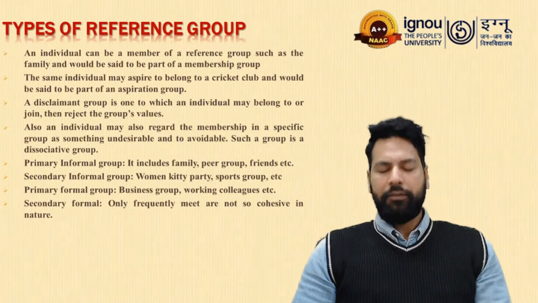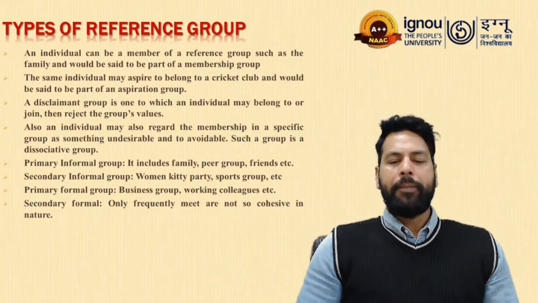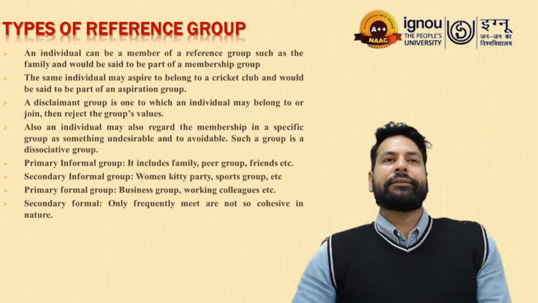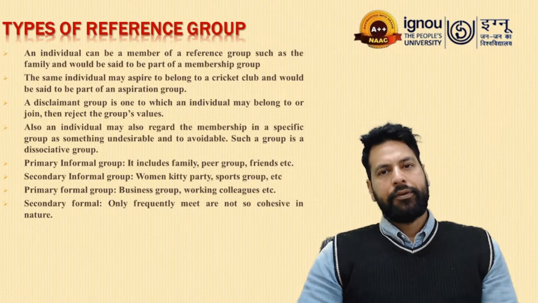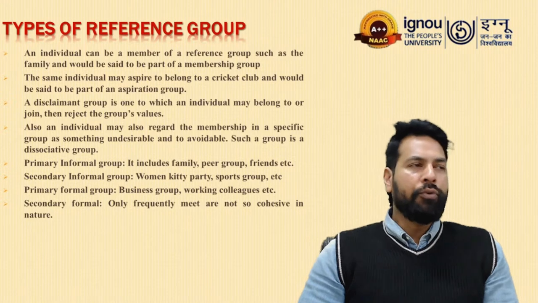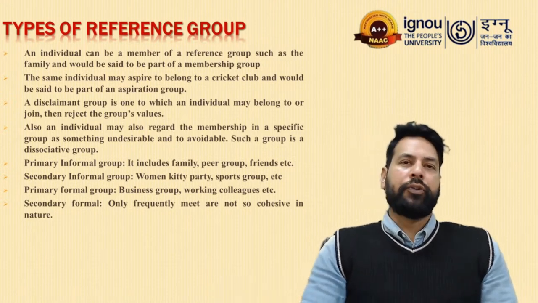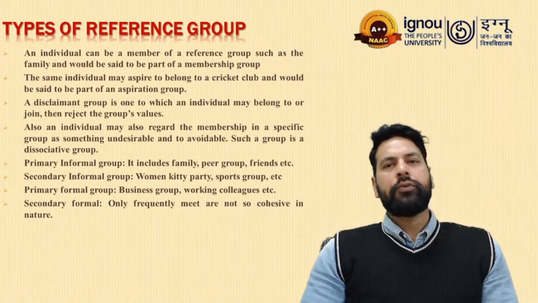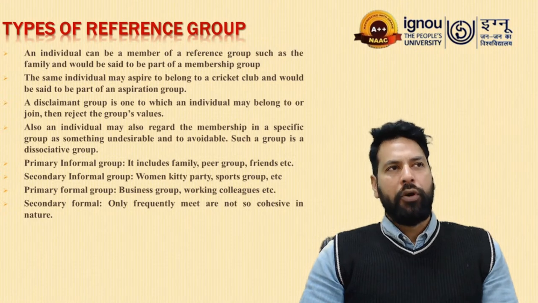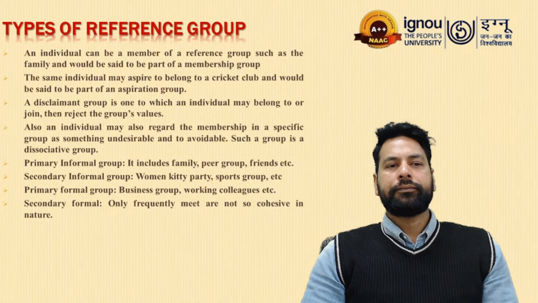To take an example, I would like to make society a just society. Society with equality. But I don't want to, let's say, take up arms for that. I don't want to go against the law. So that becomes a disclaimant group.